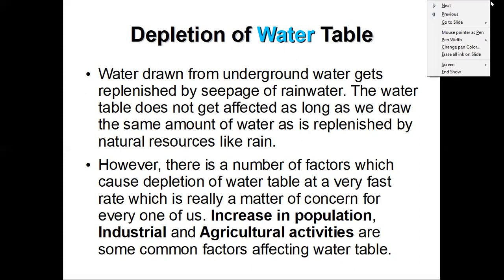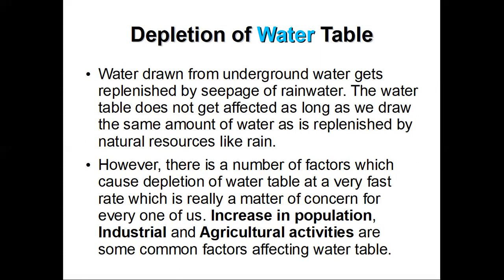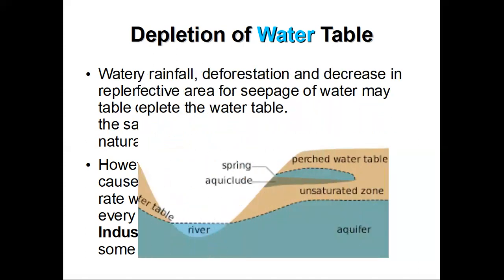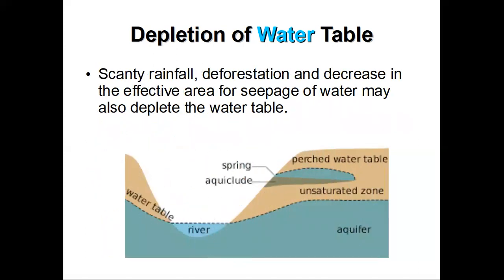However, there are a number of factors which cause depletion of the water table. First is the increase in population, and industrial and agricultural activities. Even scanty rainfall and deforestation may decrease the effective areas for seepage of water, and may also deplete the water table. There is an image given here. Look at the image and try to understand it.